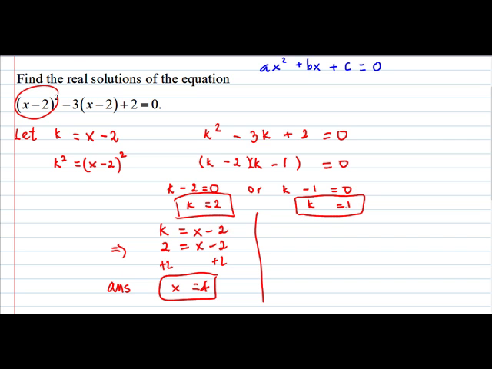Now, if k is 1, and we know that k is also equal to x minus 2, because we set that in the beginning here, therefore 1 has to be equal to x minus 2. Just the same thing. K has a different name, so I just connect them together. So I add 2 to both sides. Therefore x equals 3. Here is our other answer for x.